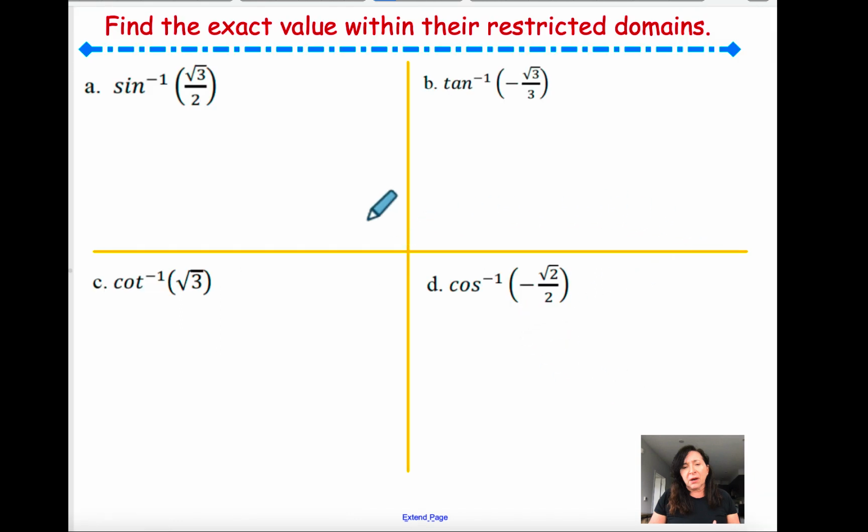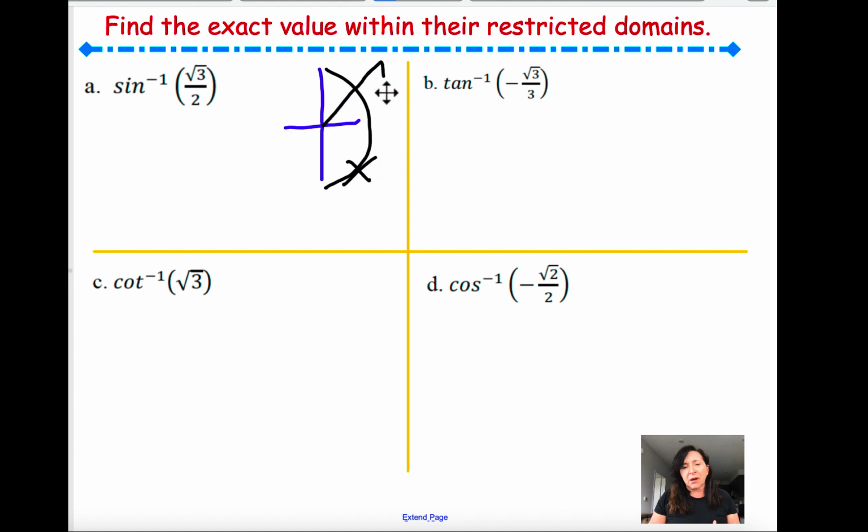So we're going to start off with finding the exact value within the restricted domain. The restricted domain for sine is the first and fourth quadrant, so from here to here, negative pi over 2 to pi over 2. And this is asking me, where is sine root 3 over 2? When they ask me where, they're asking me for the angle at which sine is root 3 over 2. Because that's positive, this negative quadrant's out.